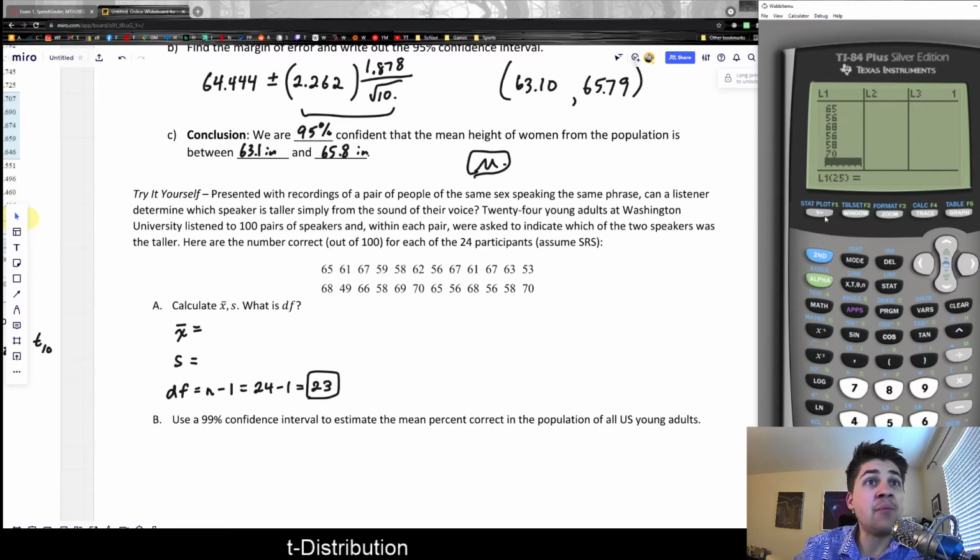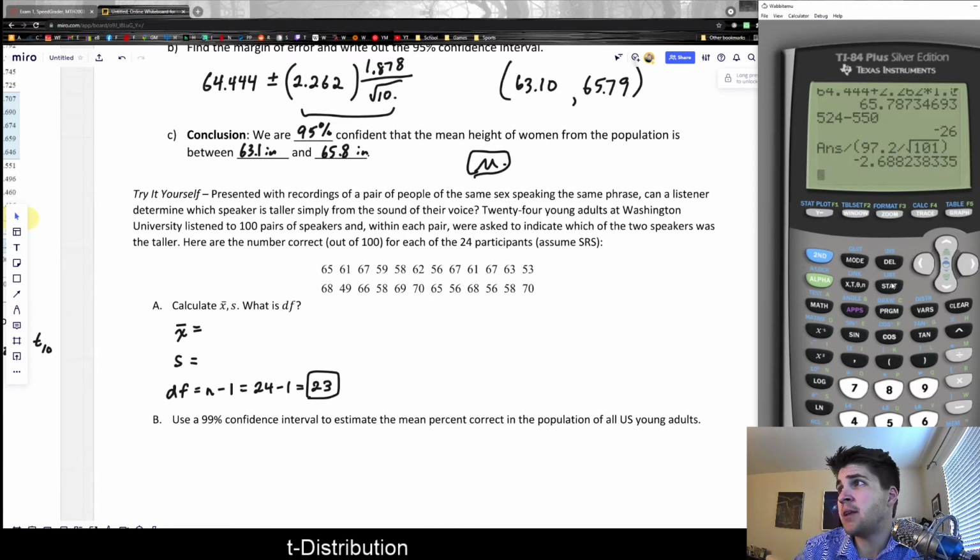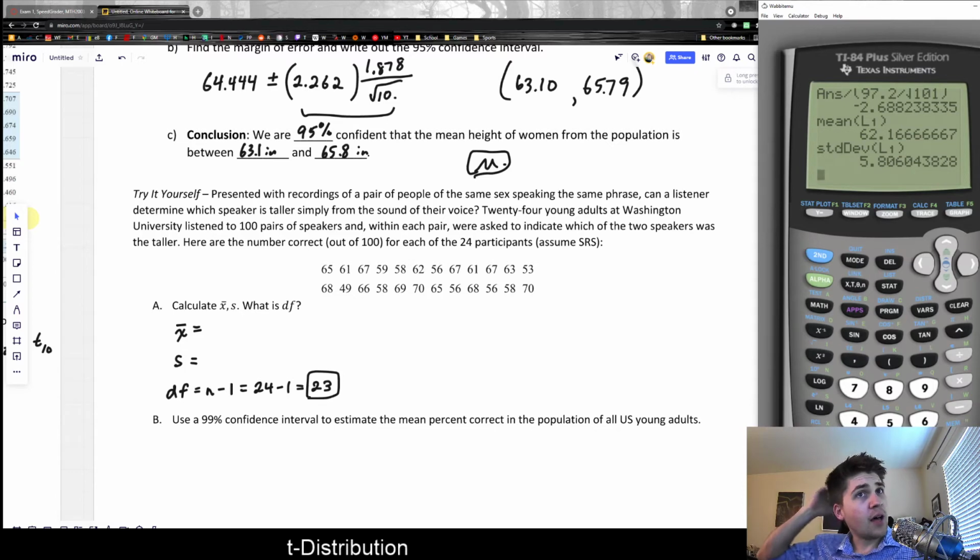Once we have our data stored, we can go back to the main menu and go into list math to calculate the mean, number 3. The mean of L1 will be 62.16 repeating. The standard deviation of L1 will be 5.81 approximately. We can go ahead and round this off. X bar will be approximately 62.17 and s will be approximately 5.81.